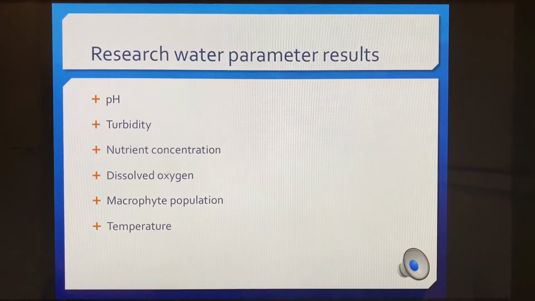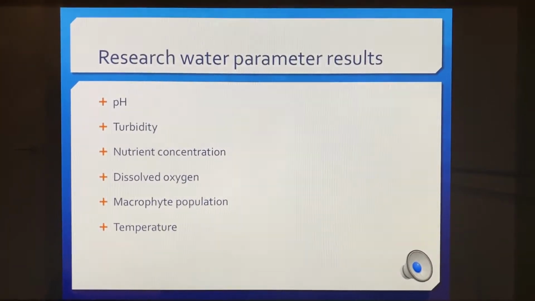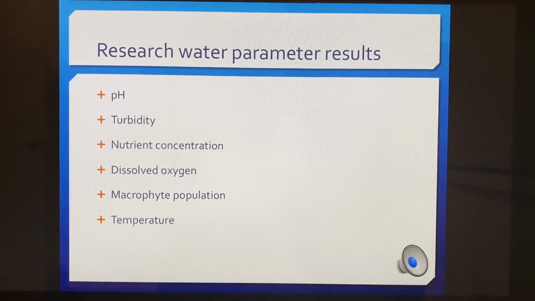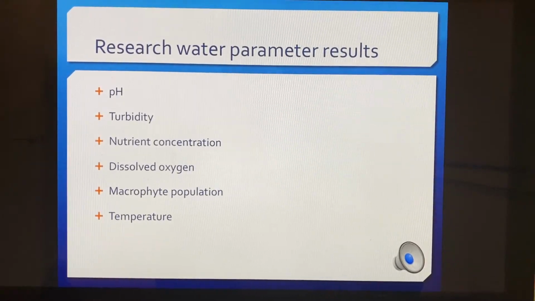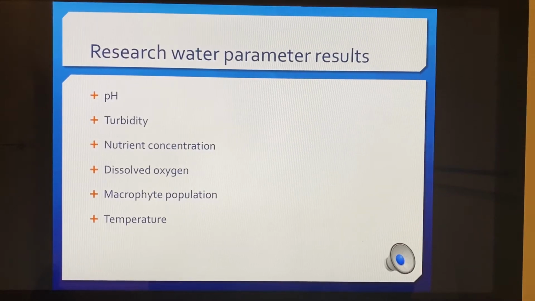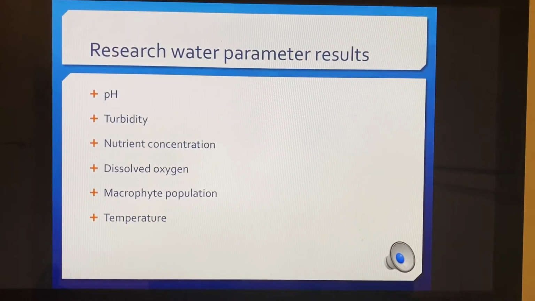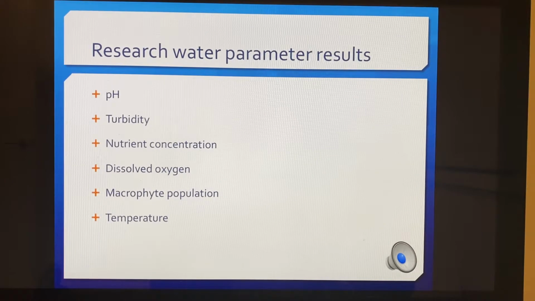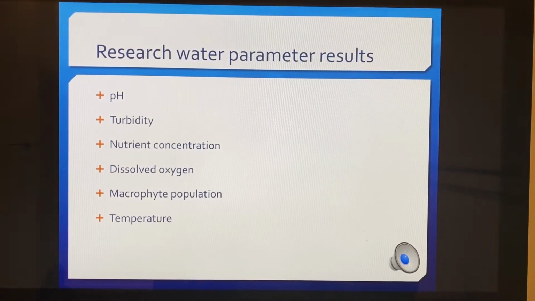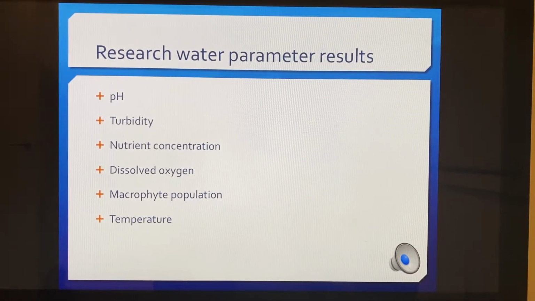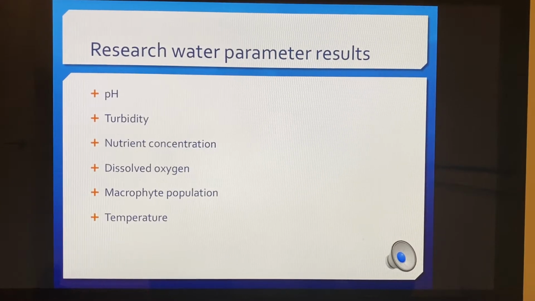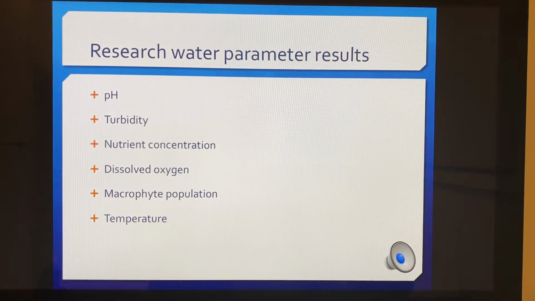The water parameters that will be referred to in this project include the pH, turbidity, nutrient concentration, dissolved oxygen, and temperature. Macrophyte populations will also be studied due to the abundance of these plants being highly dependent on the water quality of the creek or river. It is evident that turbidity, nutrient concentration, as well as other water parameters impact the growth of these plants in the region, thus impacting other species, as these macrophytes are a food source and hiding spots for numerous other animals.